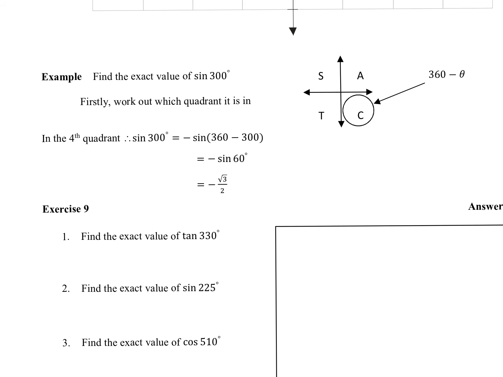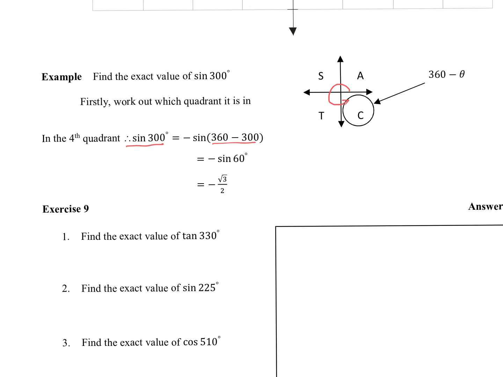Okay, so find the exact value of sine 300. First of all, we have to work out which quadrant it is in. 300 degrees, you can either think of it as negative 60, or you can think about it being all the way around here somewhere. It's going to be in my 4th quadrant. So sine 300 degrees is equal to negative sine 60 degrees, because sine is negative in that 4th quadrant. So 360 minus 300. See where that's come from?